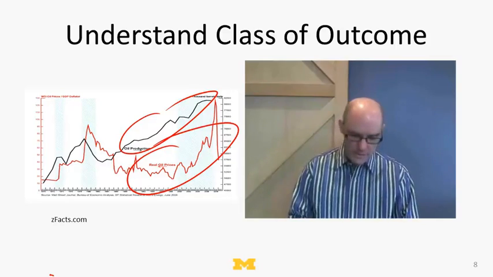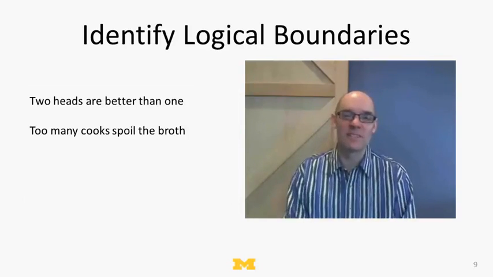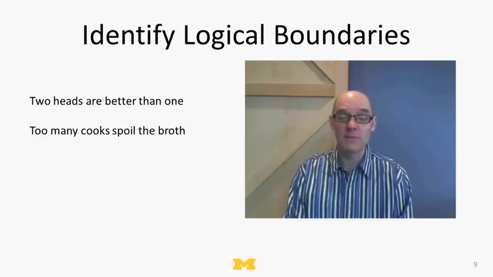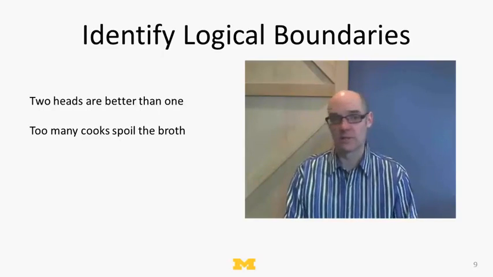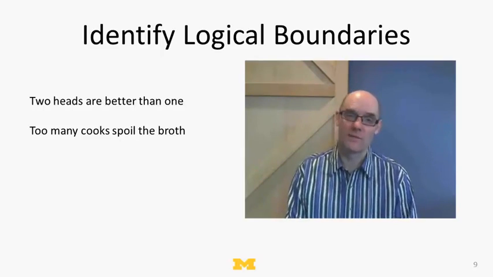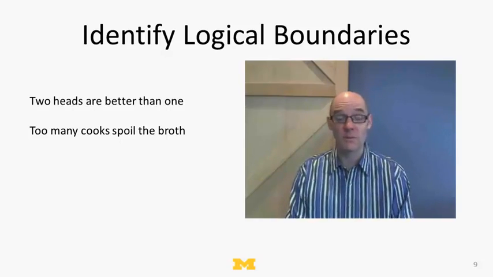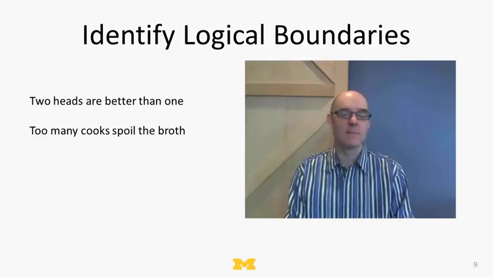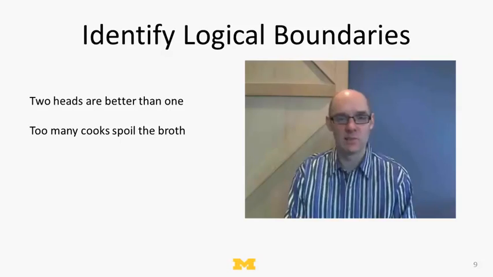Okay. Next, identify logical boundaries. This is one of my favorites. There's a website called Opposite Proverbs, and on this website, you see statements like these. Two heads are better than one, and that's certainly true. Often it's the case that two heads are better than one. And too many cooks spoil the broth, and that's often true as well, right? It is true that too many cooks do spoil the broth. Well, here's the problem. They're opposites, right? The same is true with a stitch in time saves nine, and he who hesitates is lost.